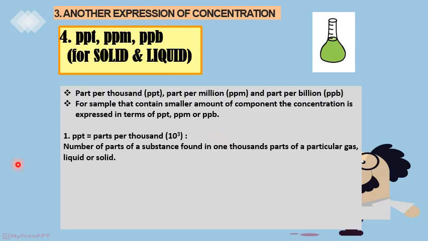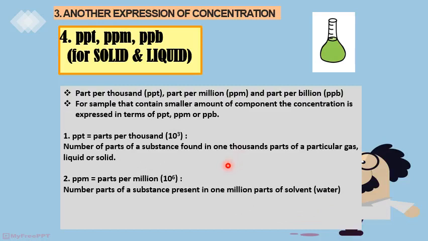What is actually ppt? It is part per thousand, and the factor is 10 power of 3. It is the number of parts of substance found in 1000 parts of a particular gas, liquid or solid. So for ppm, part per million, the factor is 10 power of 6. So it is the number of parts of substance present in 1 million parts of solvent, or if the solvent is water, in 1 million parts of water.